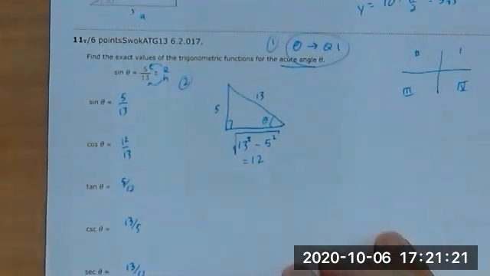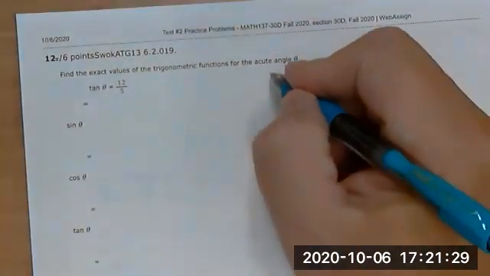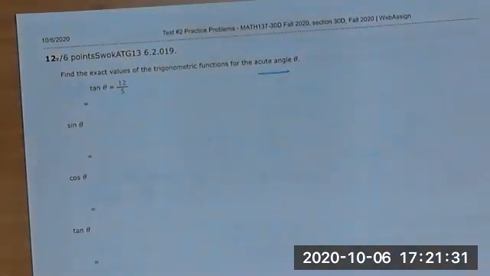Now let's do the next one. Hopefully there's a little bit of a twist. Oh, I'm not going to do it again because once again it's an acute angle. I don't want to do that. All these are acute angles.